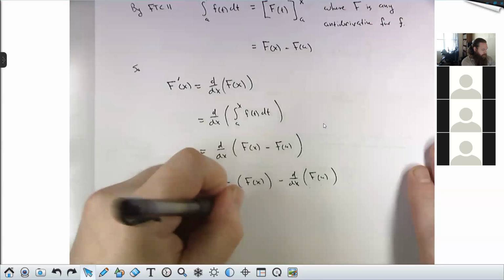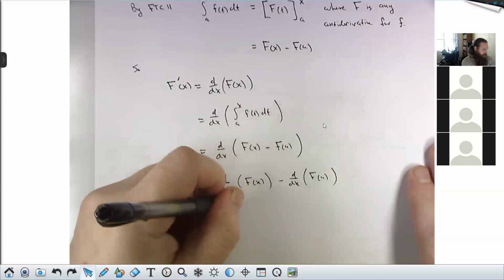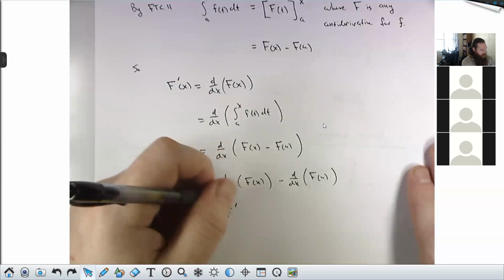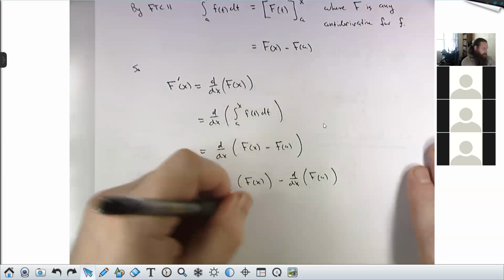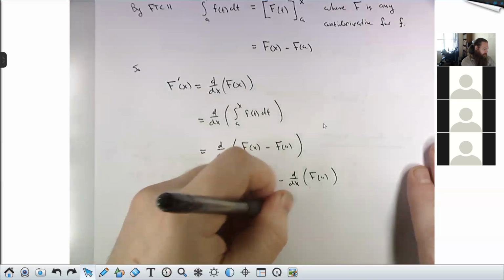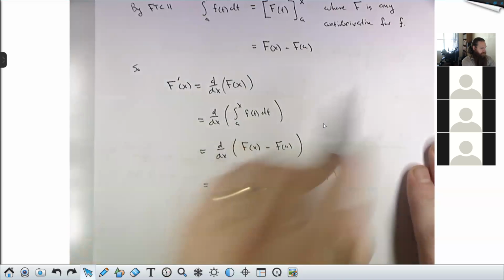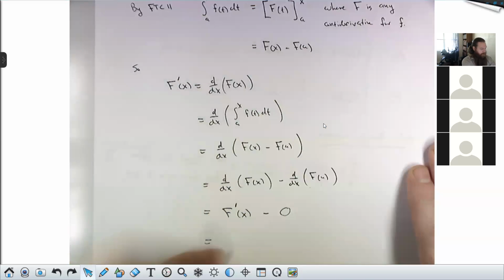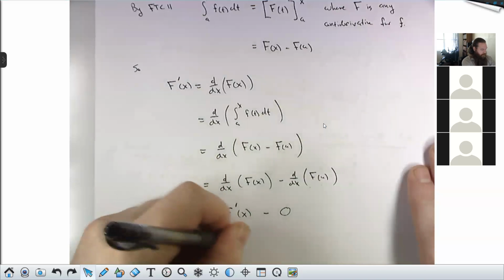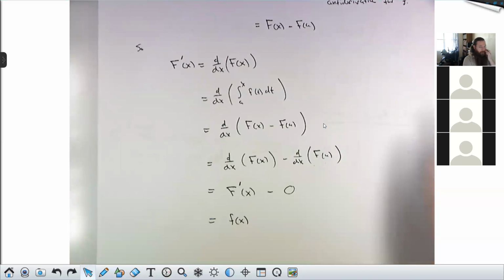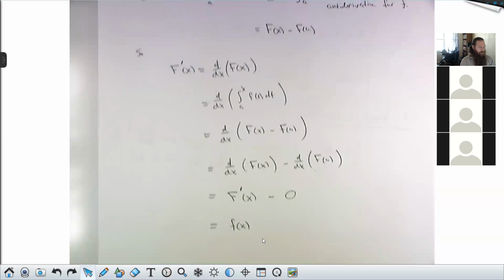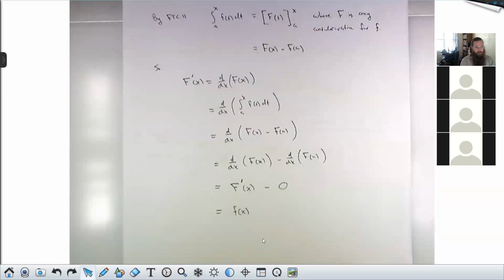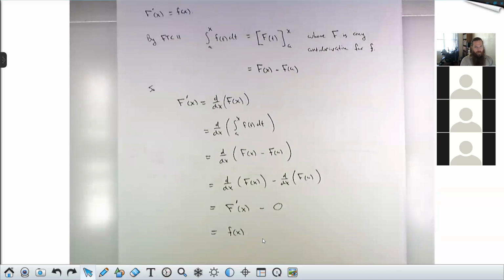On the other hand here, the derivative of capital F of x would be big F prime of x. Over here, this is 0, and big F prime is little f, because big F is an antiderivative. So the derivative of big F is little f. In other words, the derivative of the integral is the thing inside. So that's your proof of FTC1 from FTC2.